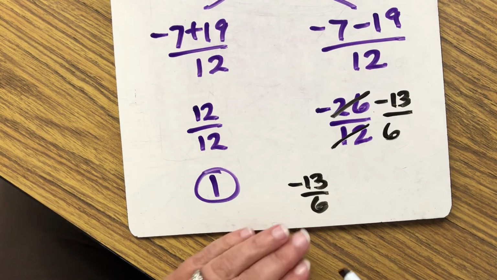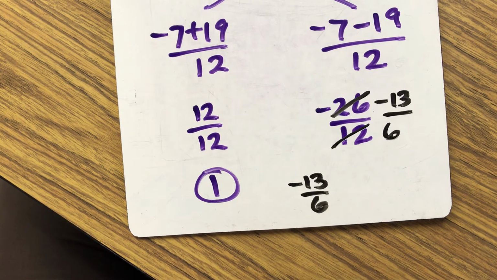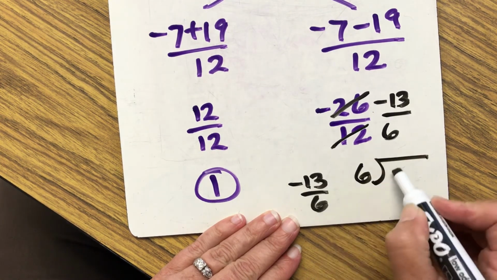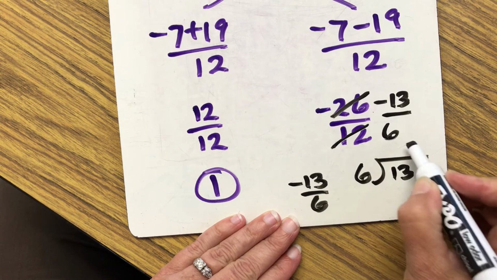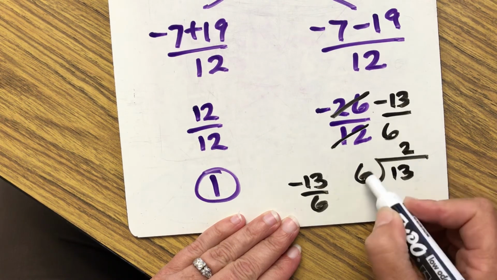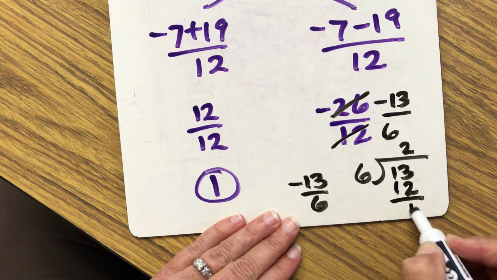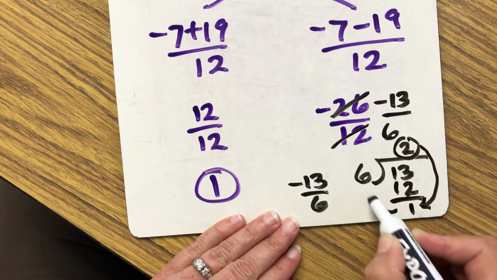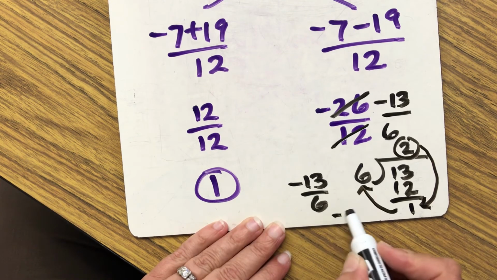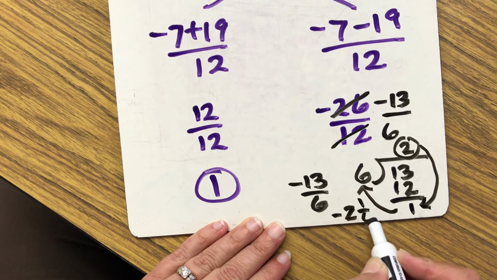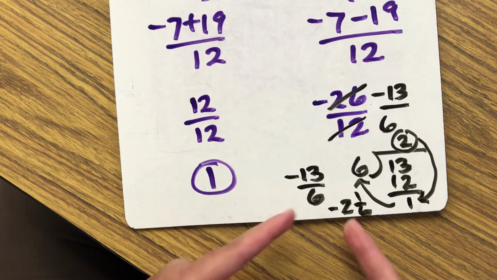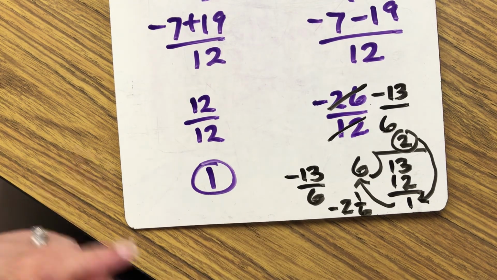However, if you're the kid that wants to turn this into a mixed number, you do it like this. 6, the denominator, goes into the numerator. 6 goes into 13 2 times. 2 times 6 is 12, and there's a 1 left over. 2 and 1/6. So another way of writing this exact same fraction is negative 2 and 1/6, but I would accept either one. It's completely up to you.